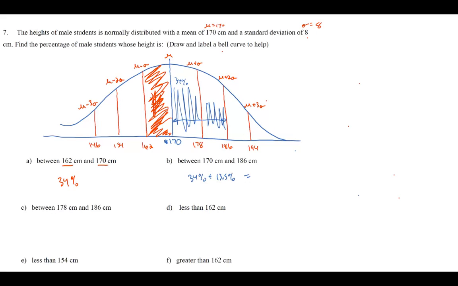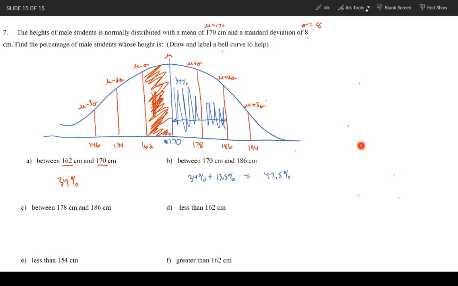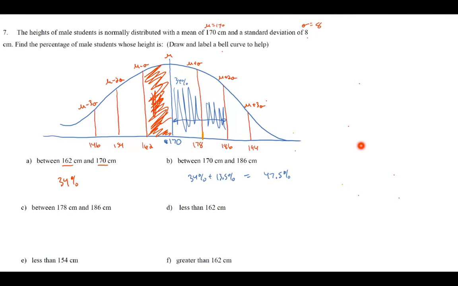So that gives us approximately 47.5%. Would be between those two. The next one, how much is between 178 and 186? So find 178 is right here, and 186 is here. So it's saying how much is in that section. Well, we just said that that was 13.5%, so that's easy enough, 13.5%.